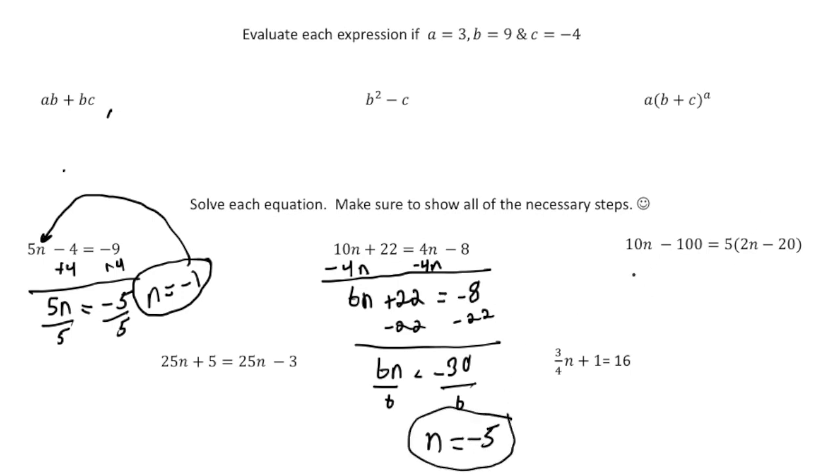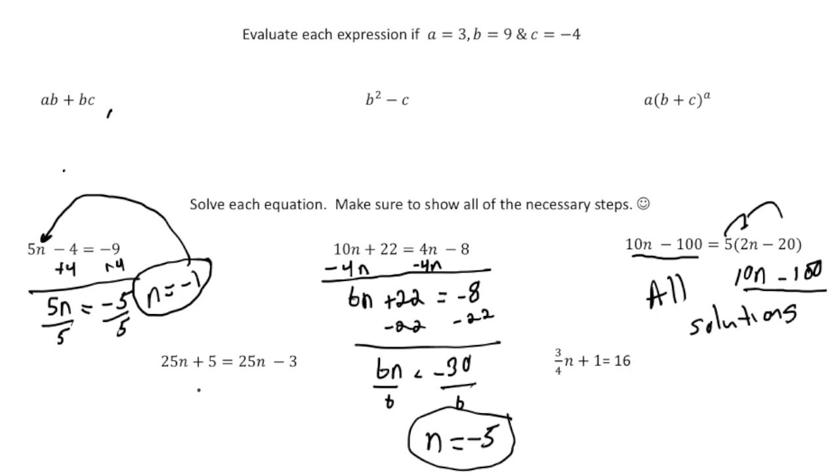Alright, the third one. 10n minus 100 equals 5 times 2n minus 20. So I'm going to distribute the 5 first. So that's going to make it 10n minus 100. And I can actually stop there because if you notice, on this side we have 10n and minus 100. And on this side, it's the exact same thing. That means it's going to be all solutions. So any value of n can work.